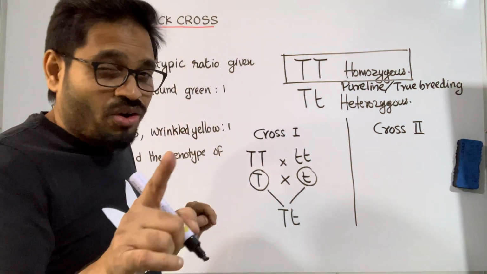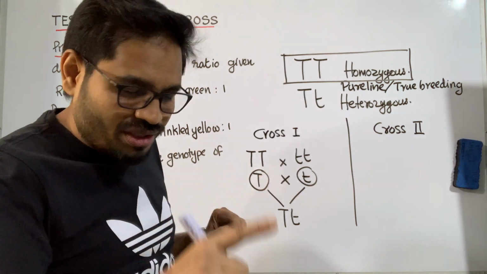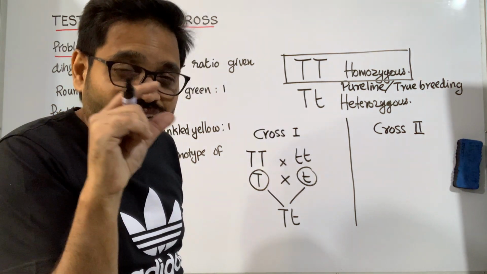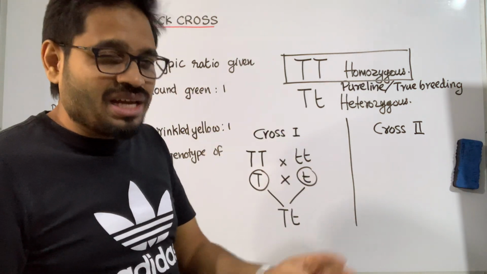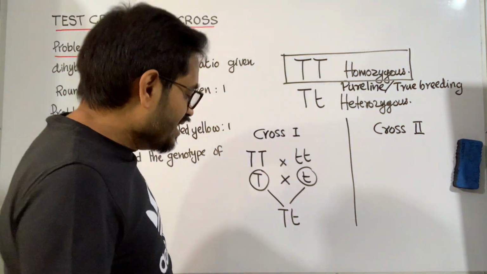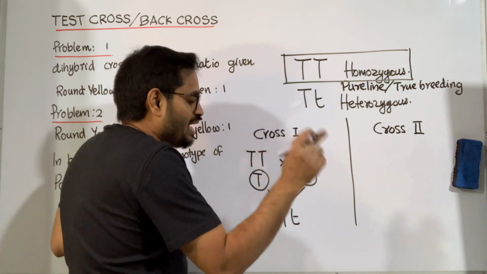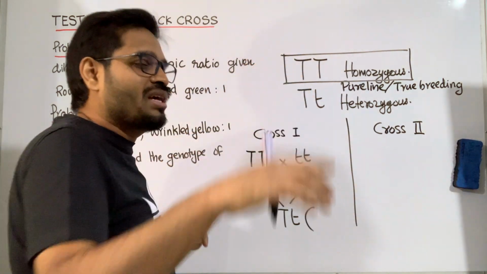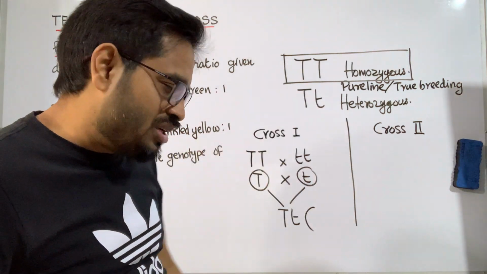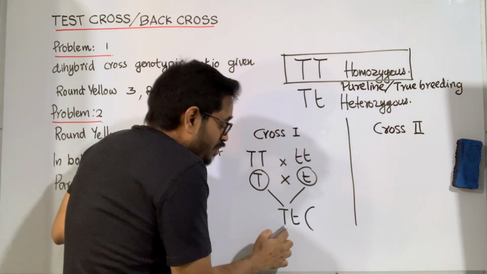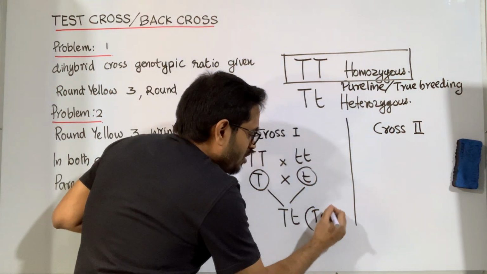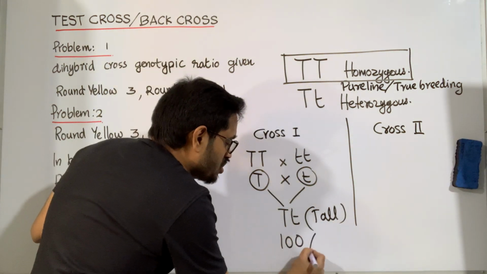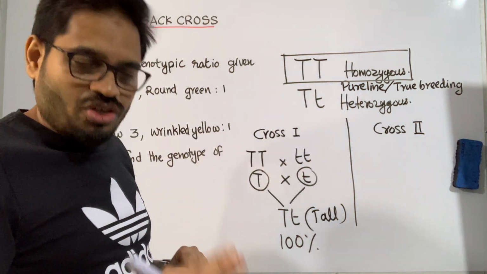small t. And the law of dominance says, what? The law of dominance says that if at all there is one dominant allele, it will express and the other one will be suppressed. So here we have a dominant allele, of course, that is capital T. So it is going to express, and small t cannot show its property. That means this plant is going to be tall. 100% of his F1 generation comes out tall.